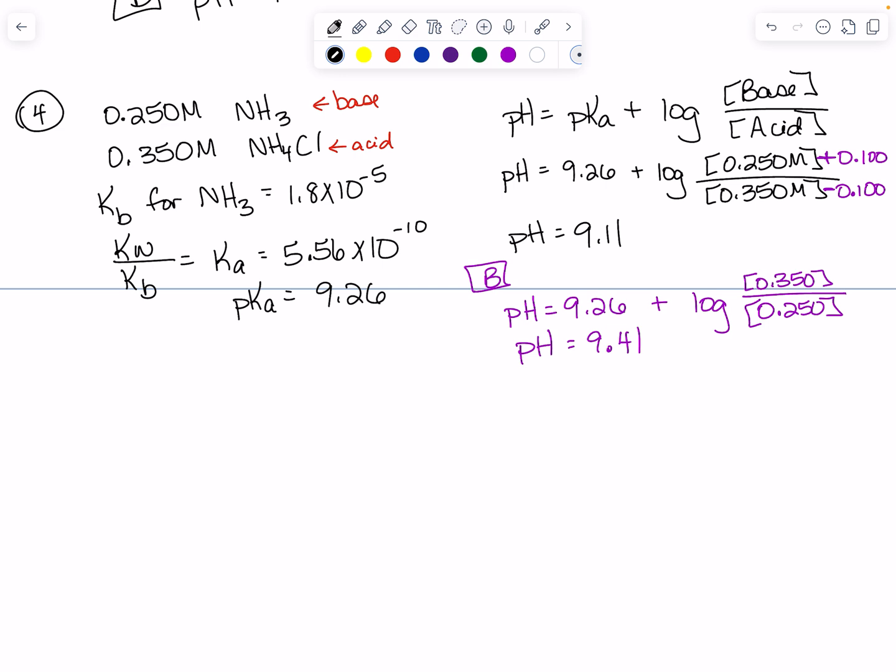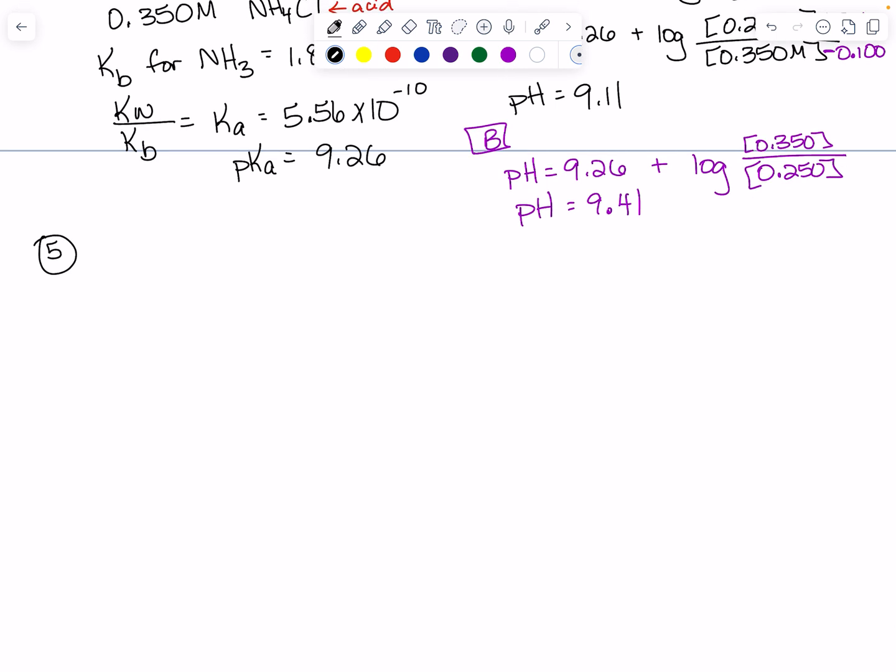Okay, number 5 says, predict whether the following solutions will be acidic or basic or neutral. You are given ammonium chloride as the first one. Let's see, you're given sodium chloride. You're given bismuth 3 nitrate. These are not in formulas. They're written out in word forms. And you're given cesium formate. Okay. Now, is it an acid, base, or neutral?